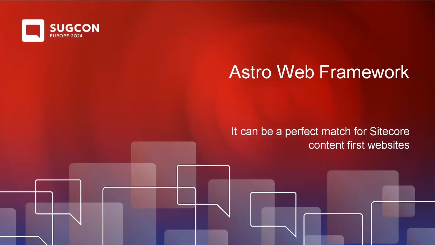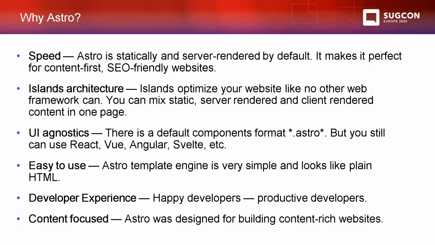One of such frameworks is Astro. It is quite new, but already a well-known framework. So let's figure out why, when, and how to use it together with Sitecore. There are many reasons why Astro can be selected. Astro is very fast and performant. Astro can be easily integrated with any other UI framework.